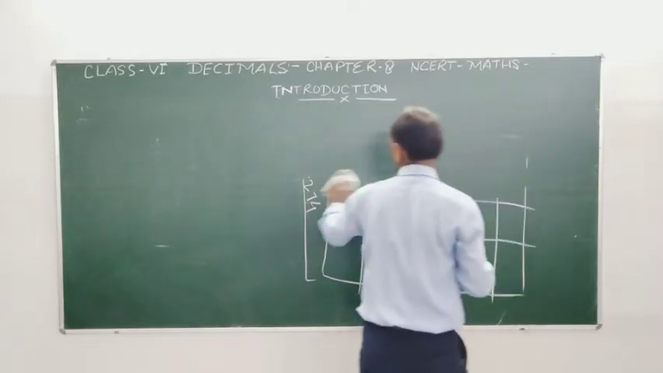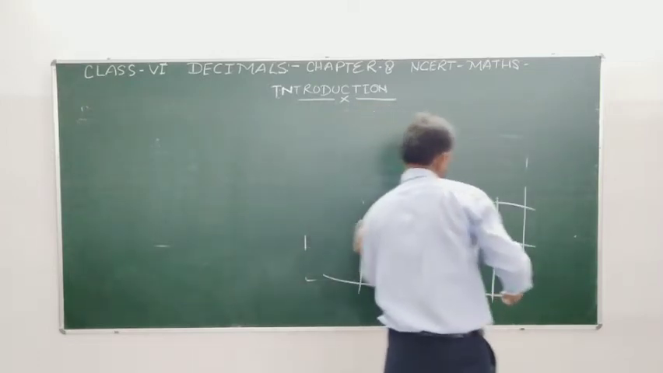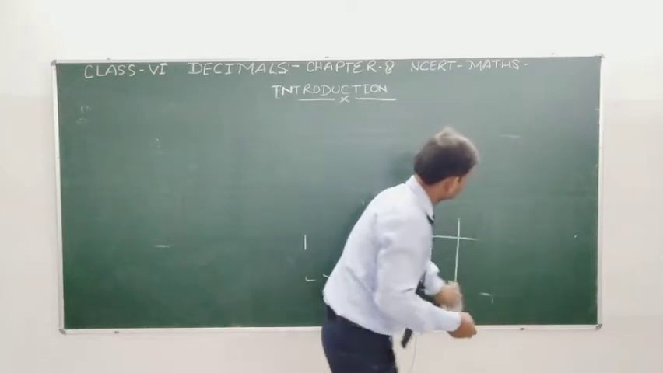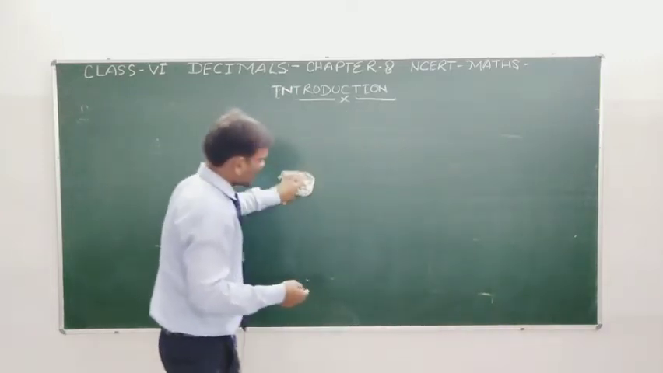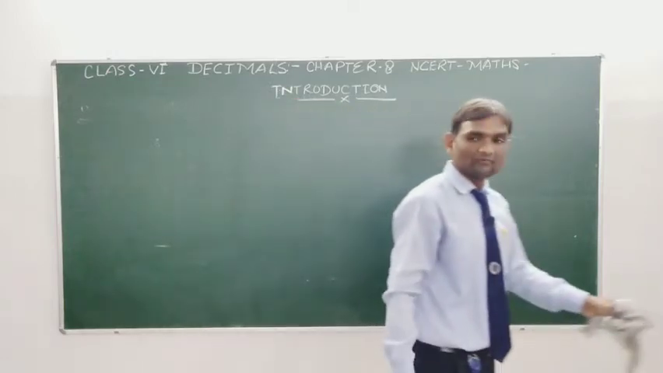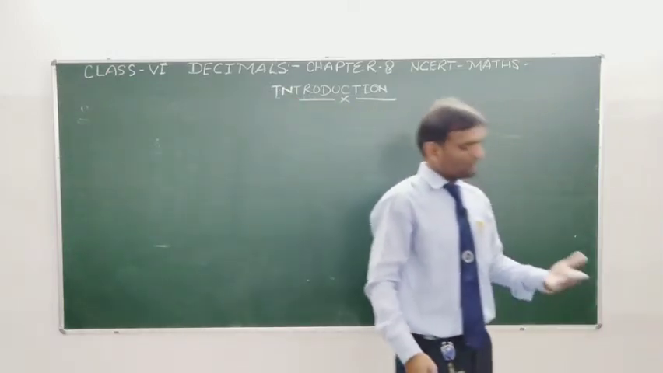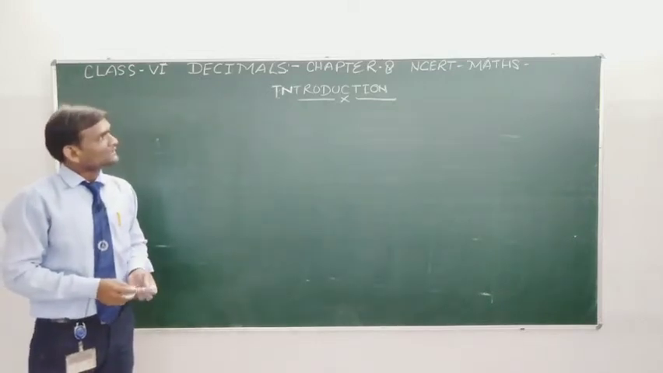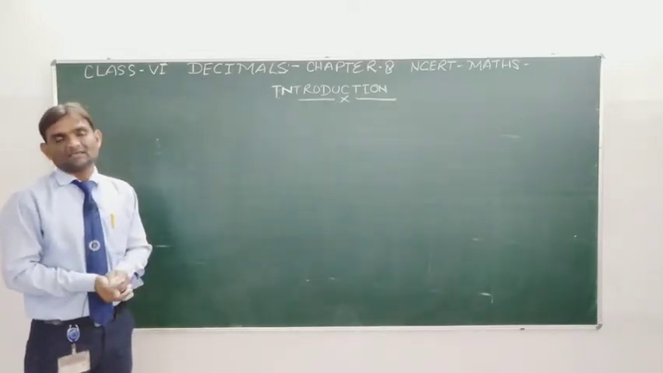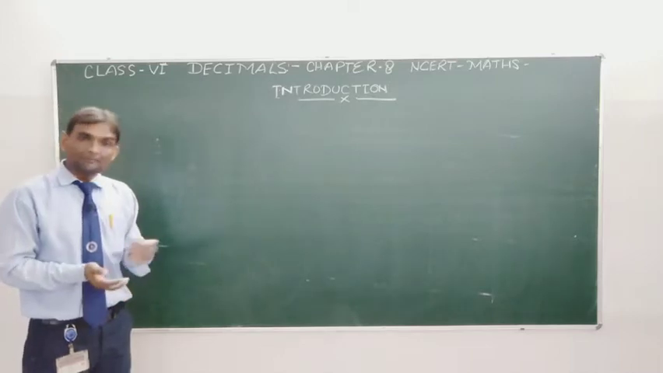I am telling you something about zero. When we write zero after a digit or after a number, or before a digit or before a number, will it change the value of the numbers?